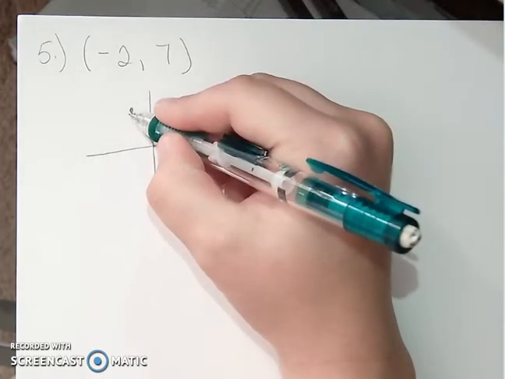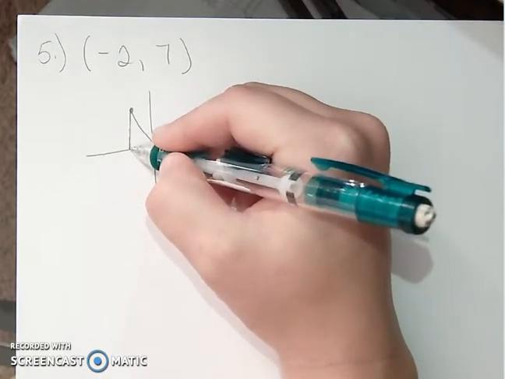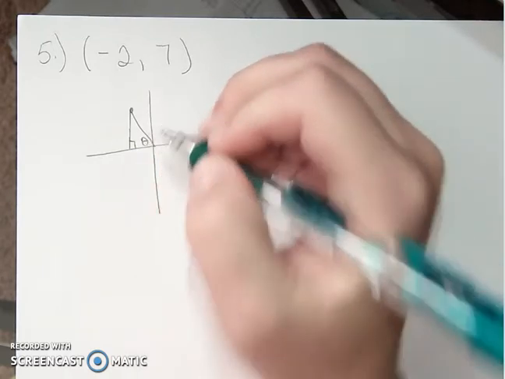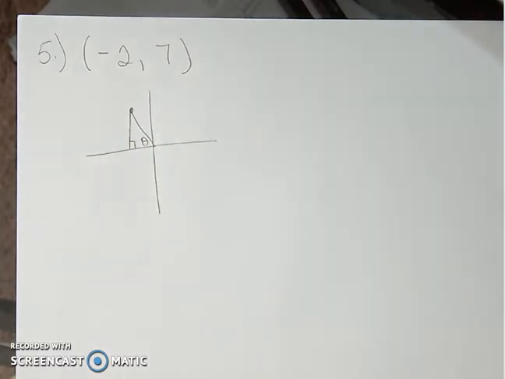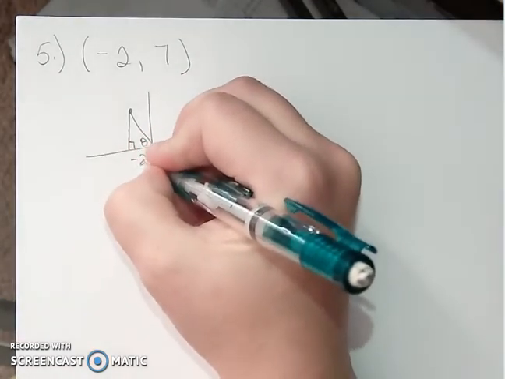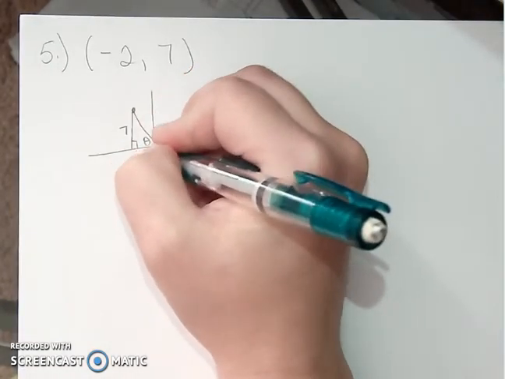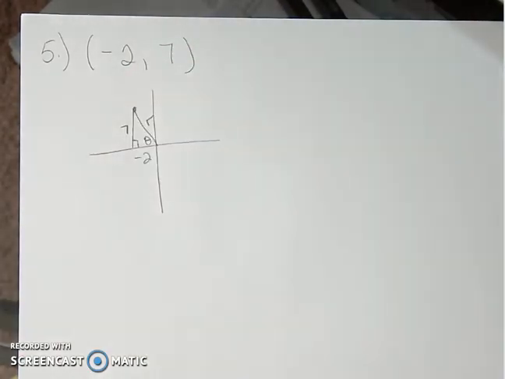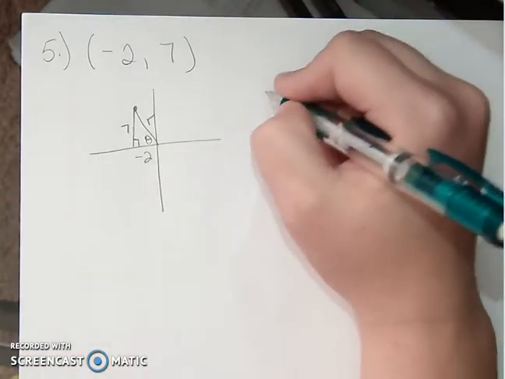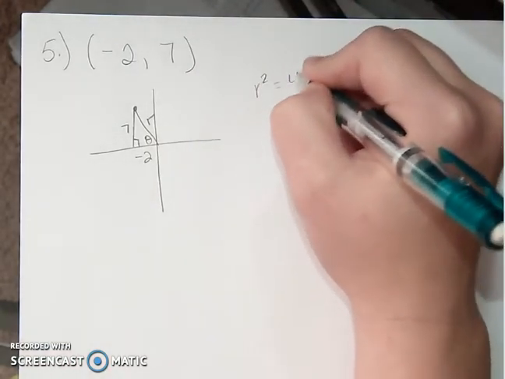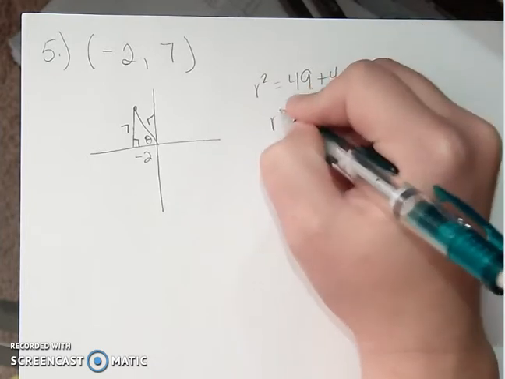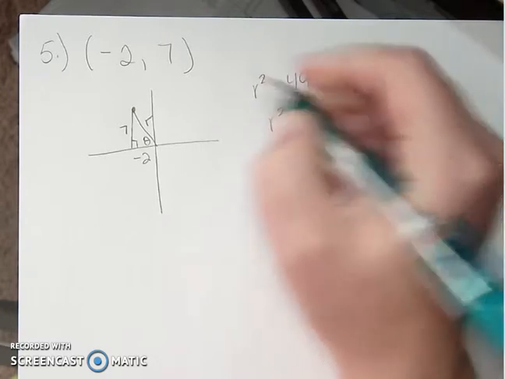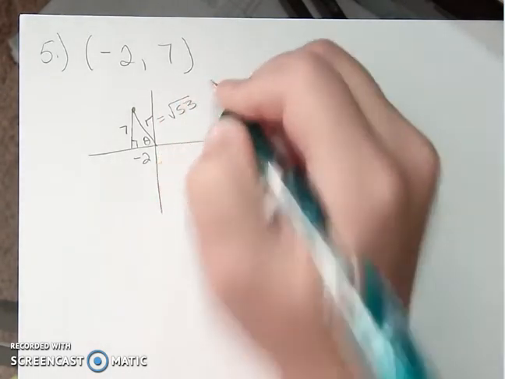But remember, when we're talking about these little right triangles, we always draw them back to the x-axis. So the theta that we're referring to is right here. It's the reference angle of our triangle. This is still -2, and this is still 7 because it represents our x and our y. Our r, we would still find by the Pythagorean theorem. In this case, r squared would be 49 plus 4, or 53. So r is the square root of 53.